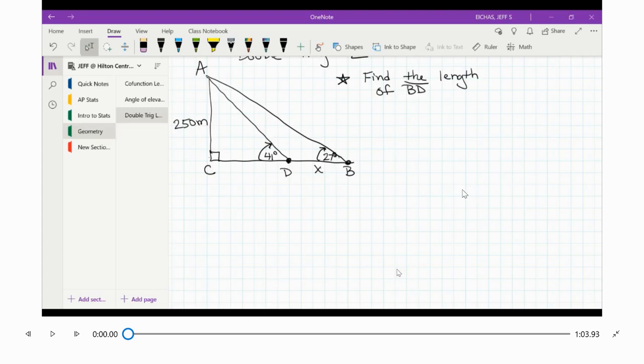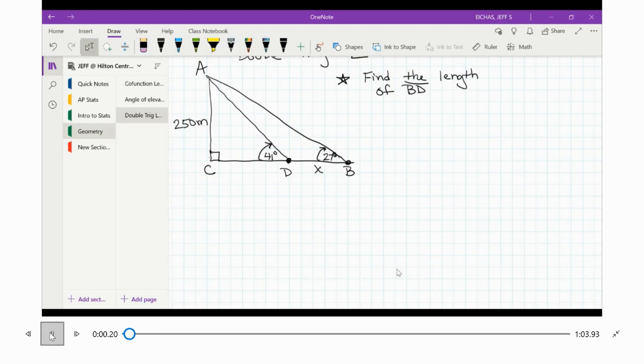Okay, so now we're going to solve another double trig problem. This time it's just going to be slightly different. So we have a height of 250 meters here for this AC. We know this acute angle at angle D, and we know the acute angle at angle B. We're looking for this length right here, BD.